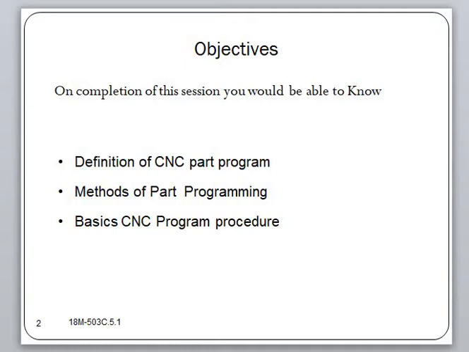So these are the objectives of today's session. We are going to discuss CNC part programming, methods of part programming, and the basics of the CNC program procedure.